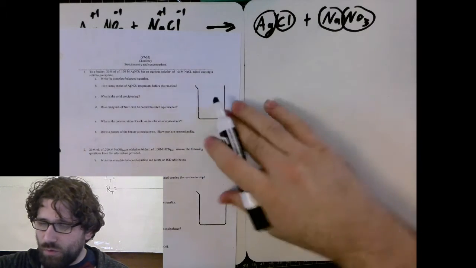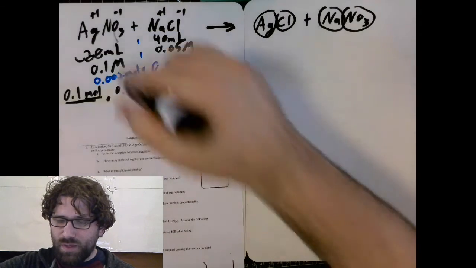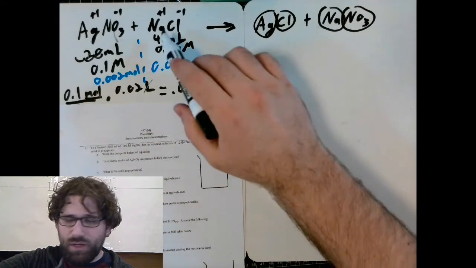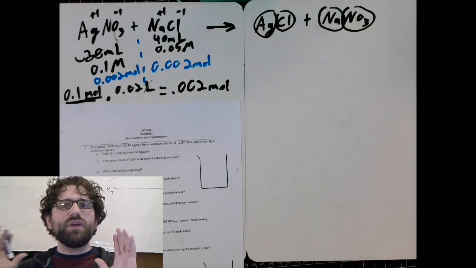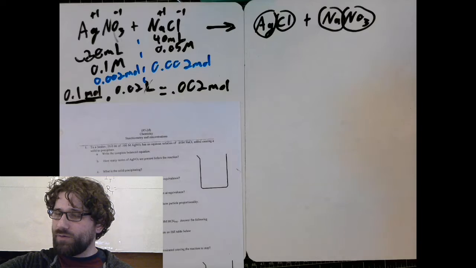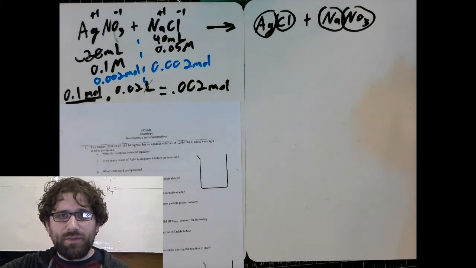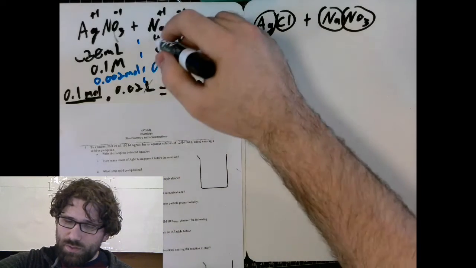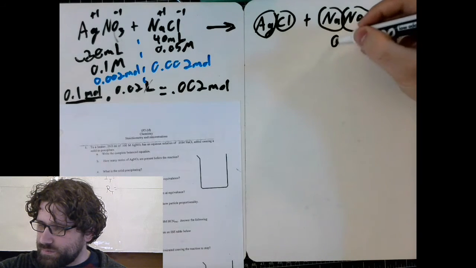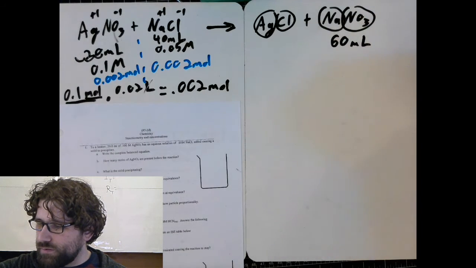So the way I think about that is I go, okay, well, I've added 20 milliliters to 40 milliliters. So what is my total volume on the other side? Because these are all going to be mixed together, right? It's going to be 60 milliliters.